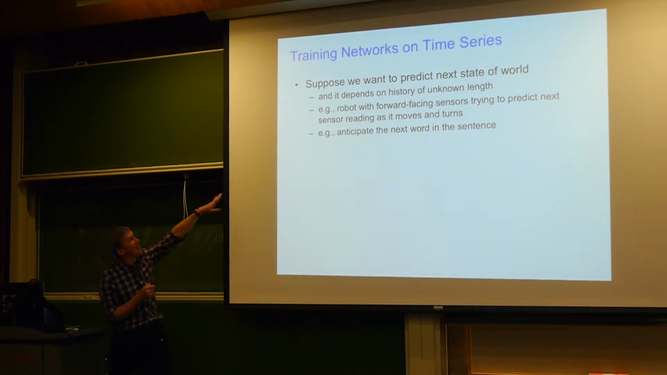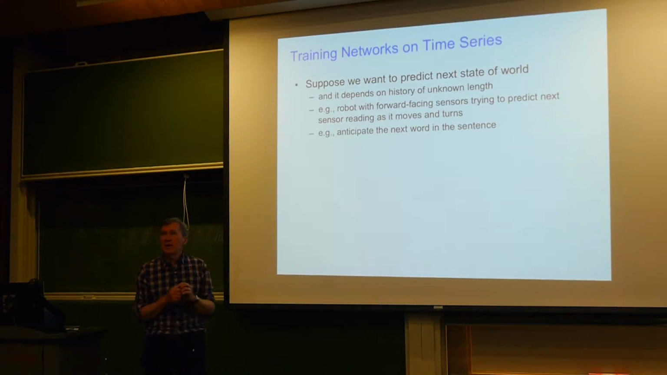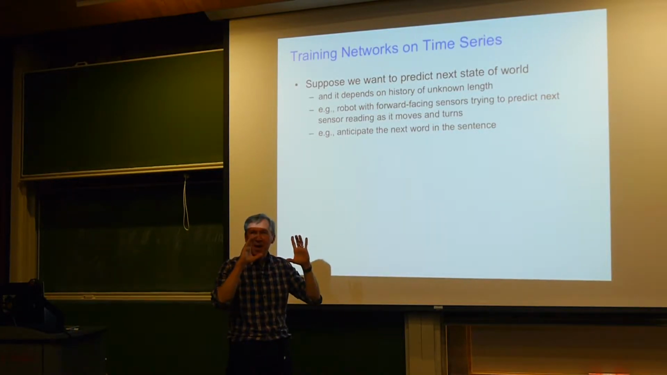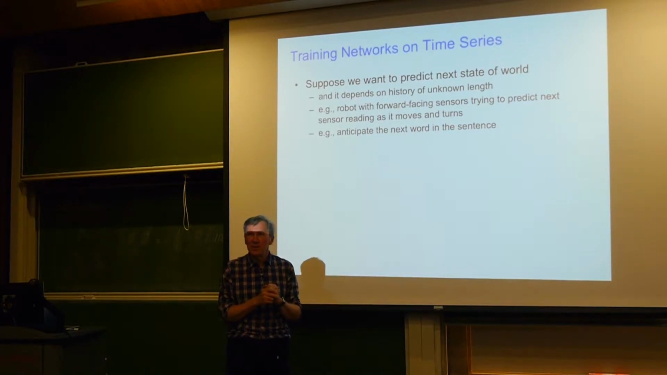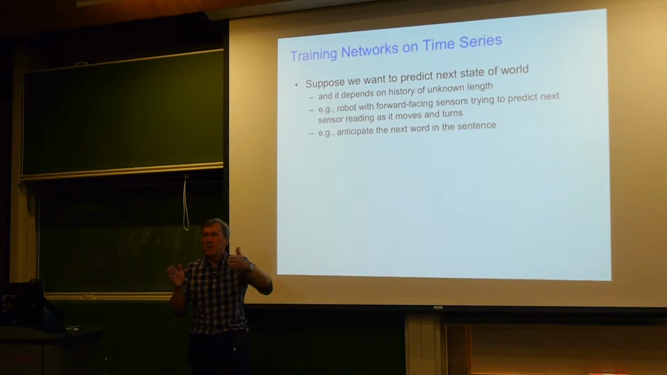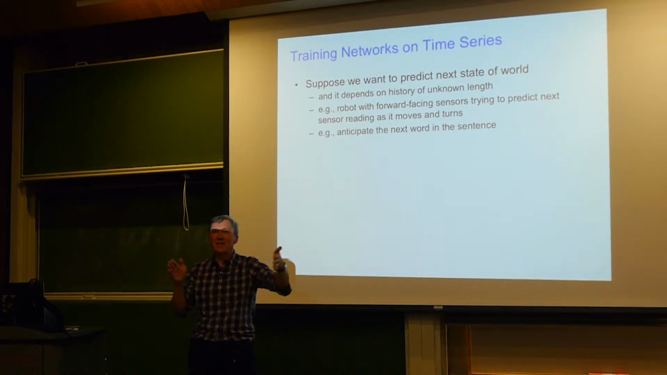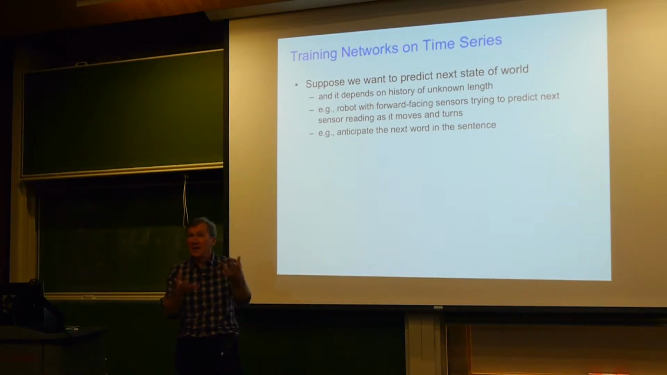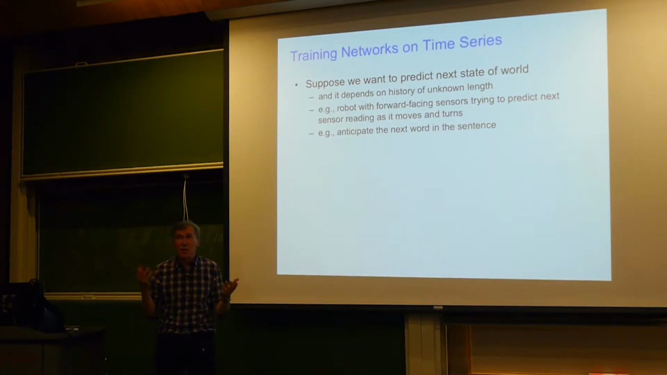Suppose, for example, we want to train a network to predict some time series. It might be a robot driving around with cameras, and we want to predict, if it takes some action, what will be the next state of the world. Or we want to anticipate the next word in a sentence. We're a speech recognition system, and we hear "I dropped my phone on the", we want to predict the next word so we can anticipate it and do a better job of recognizing it in the midst of noise.